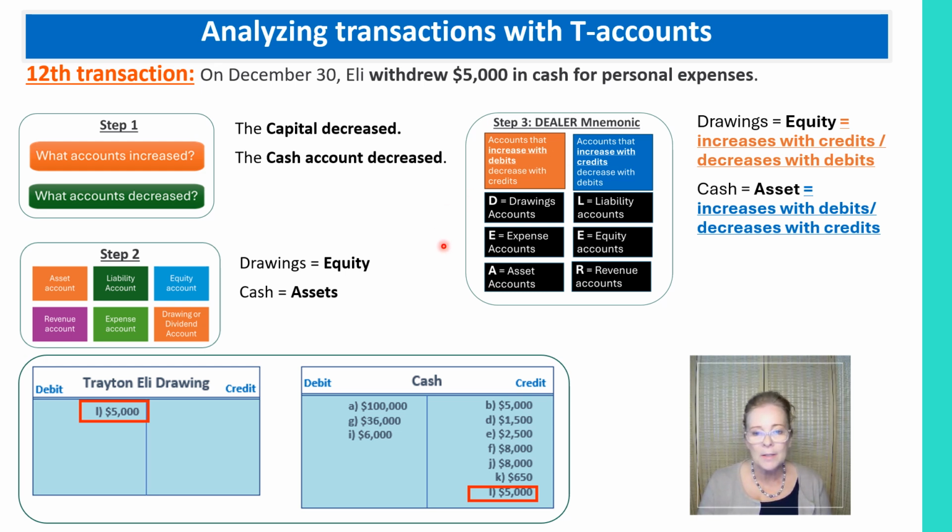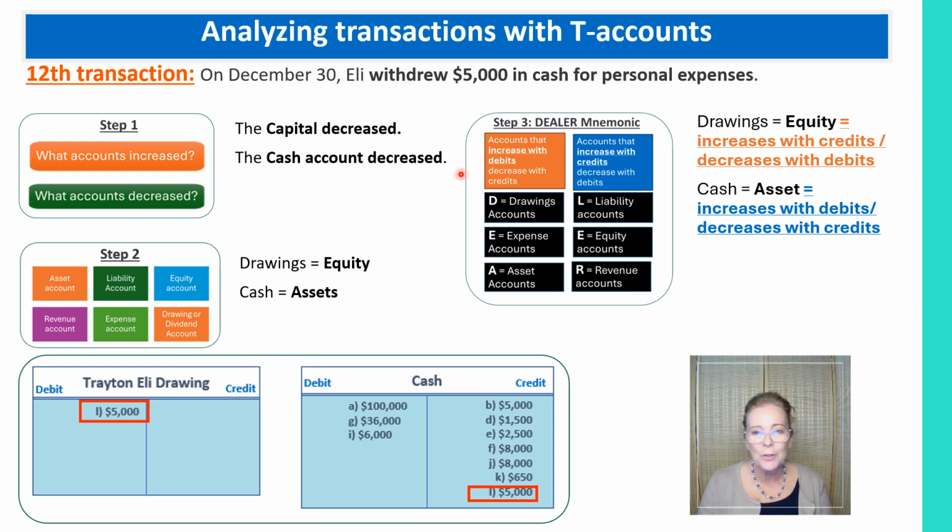What about the second part? The second part is the decrease in cash. Cash is an asset. Assets are shown on the left side of the dealer mnemonic, and the graph tells us that assets increase with debits and decrease with credits. The cash account decreased, so we need to credit cash. So debit drawing and credit cash.